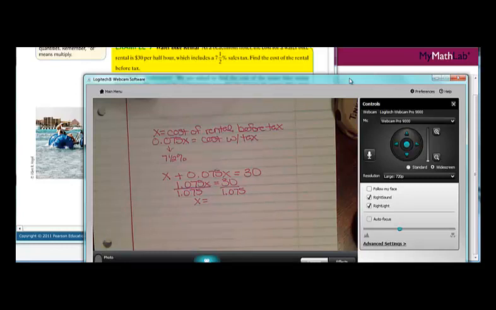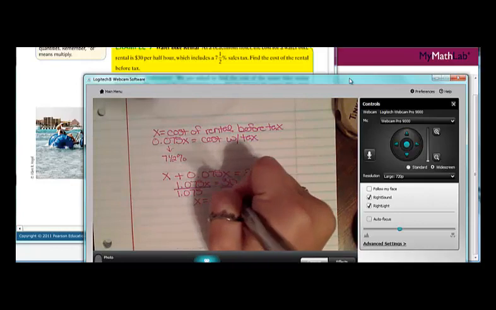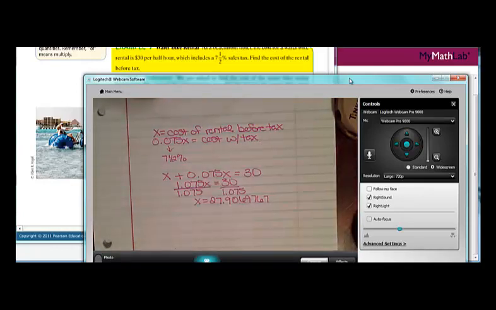Yeah, you're going to get 27.9069767, and if your calculator goes on further, then you'll get more numbers. But what did x stand for? X stood for the cost of our rental before taxes.